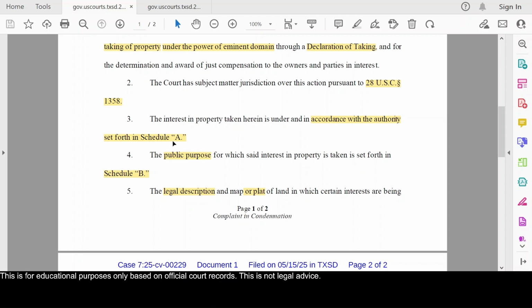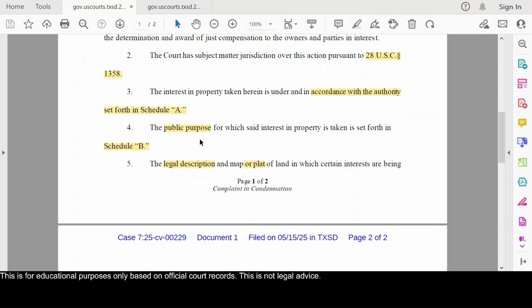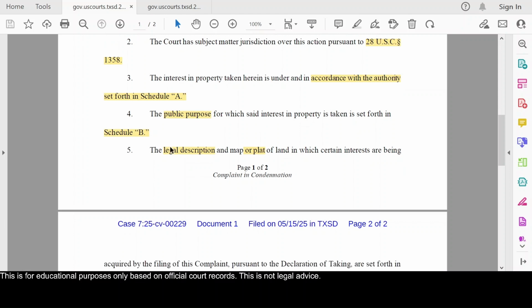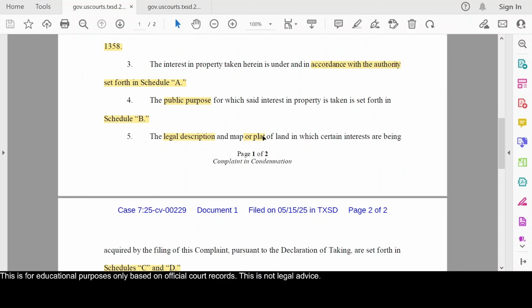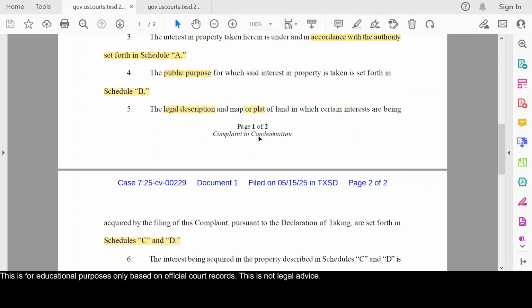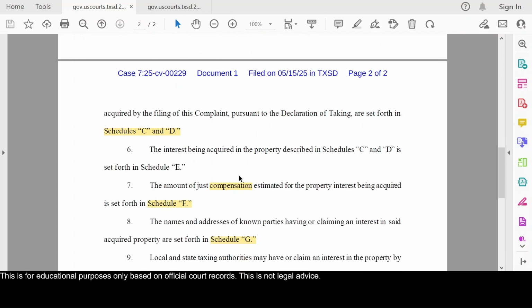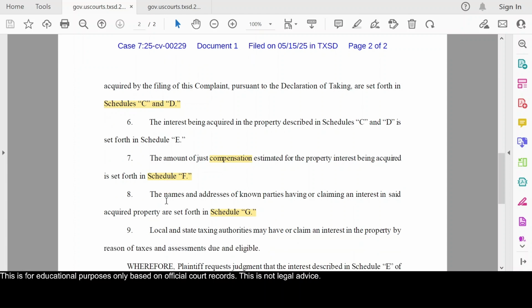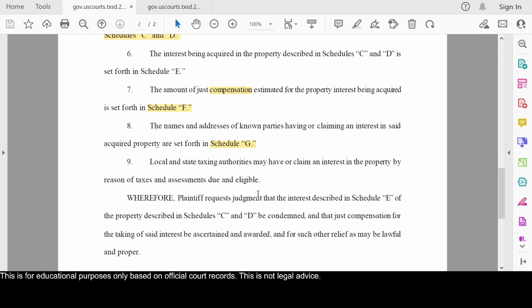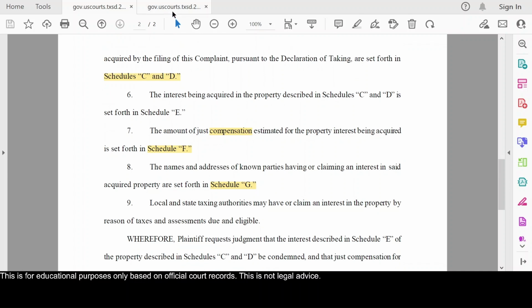And we'll look at the different schedules mentioned here. They say it's for a public purpose, which is described in Schedule B. There's a legal description and the map or plat of the land in Schedules C and D. And we're going to look at the compensation they're offering for the property in Schedule F. And there are a couple of land trusts, so there's not just one owner, in Schedule G. So let's take a look at the different schedules.